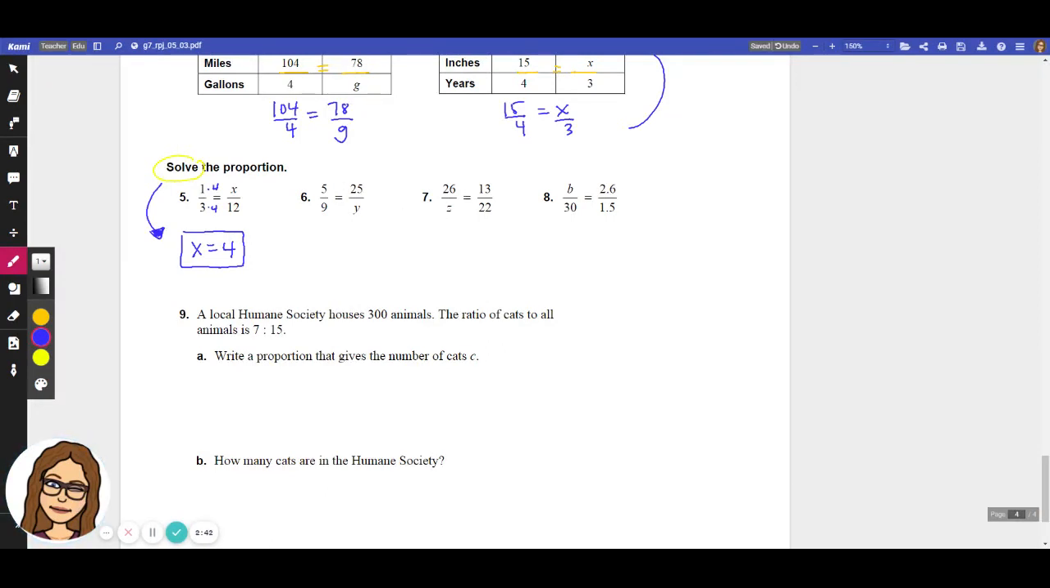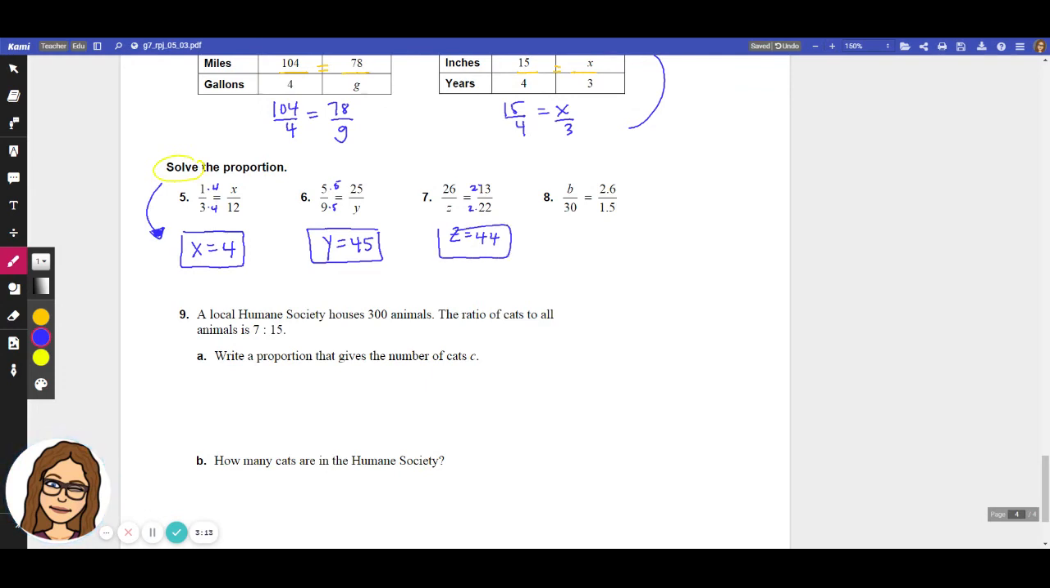Okay, so looking at this one, we know 5 times 5 is 25, so 9 times 5 is 45, so y is equal to 45. Okay, go ahead and pause it and try number 7. All right, maybe you did, maybe you didn't. Here we go. I know that 13 times 2 is 26, so 22 times 2, so z is equal to 44.